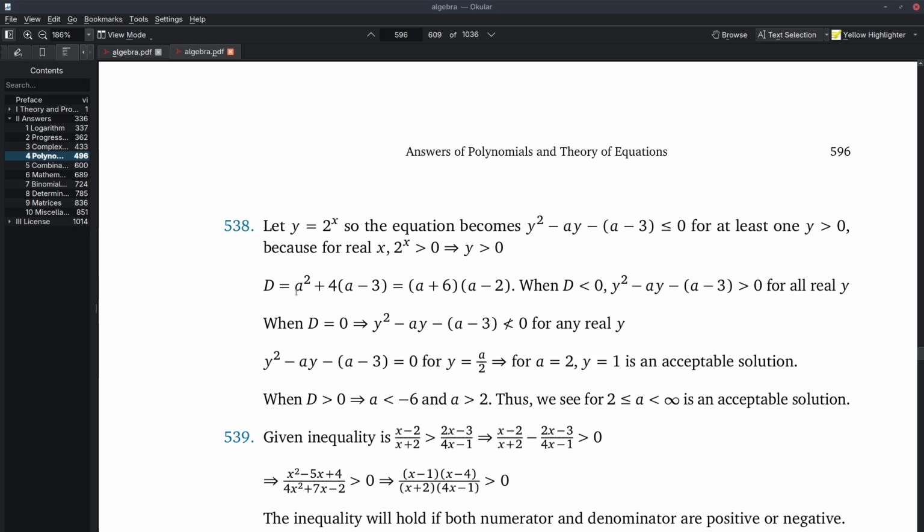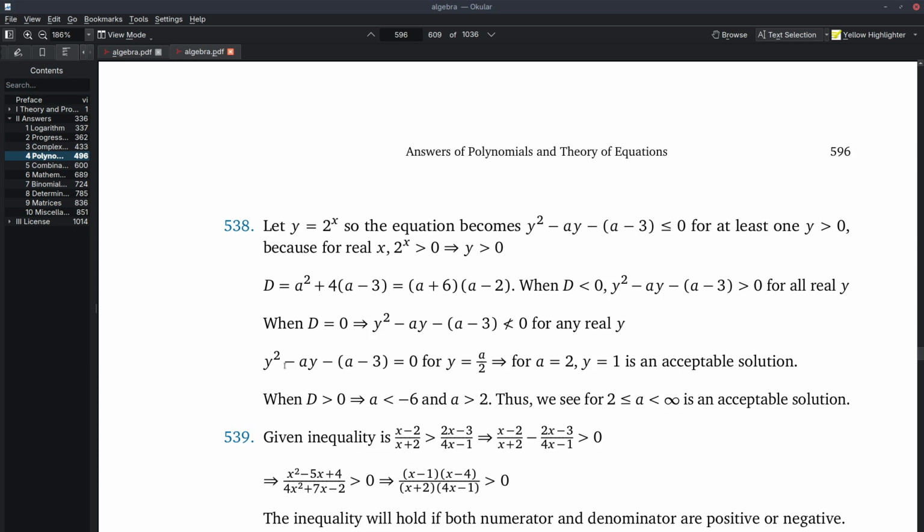So we get discriminant as a square plus 4 into a minus 3, which is equal to a plus 6 into a minus 2. So we have got here two roots, minus 6 and 2. And when discriminant is less than 0, for all real y, that implies that y square minus ay minus a minus 3 is not less than 0 for any real y.